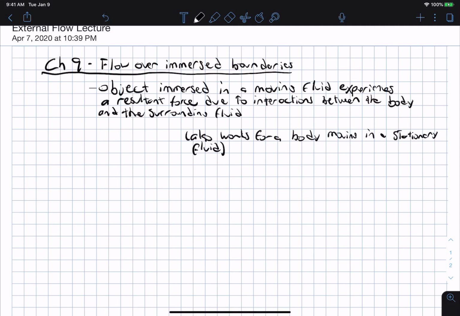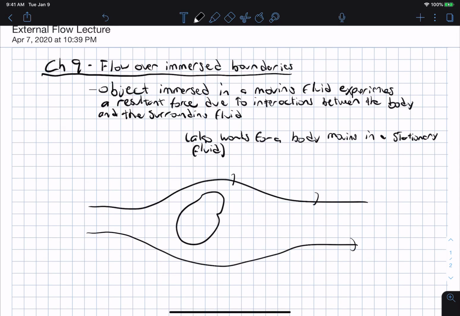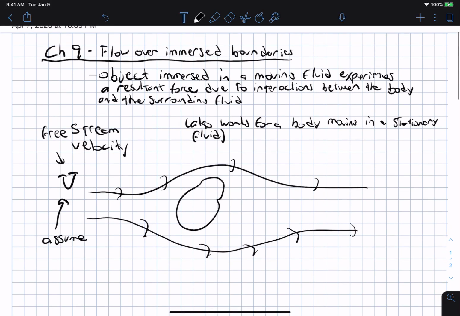Okay, so the big thing here is that you have some body, it can look like that, and it has to be totally immersed in the fluid. Here we'll have some streamlines going over the body like this, and the fluid has to be completely surrounding the object. We'll assume that capital U is called the free stream velocity, and we will assume that U is steady and uniform.